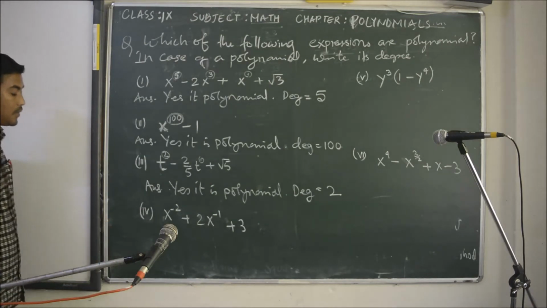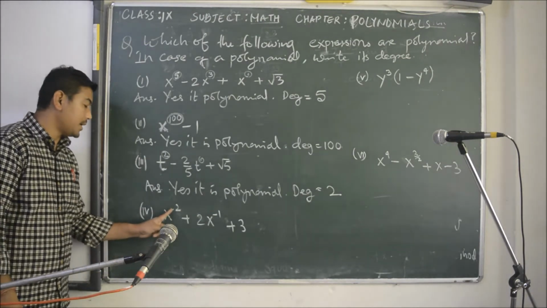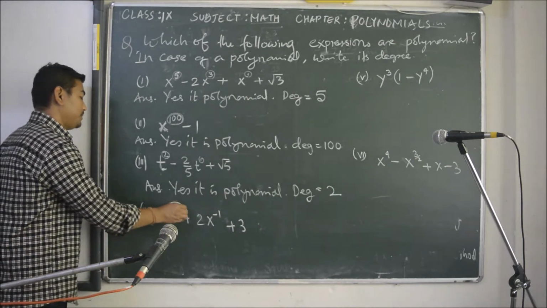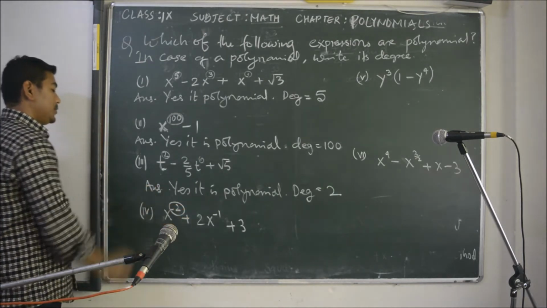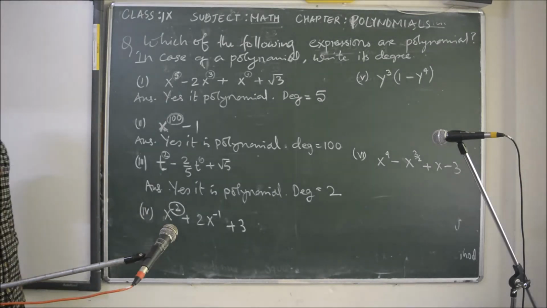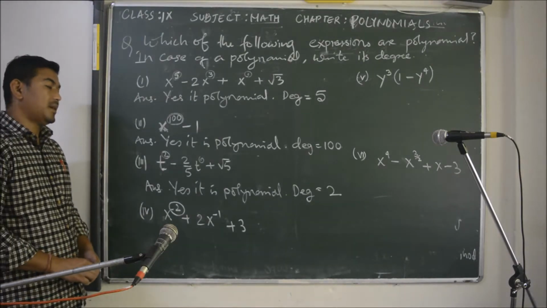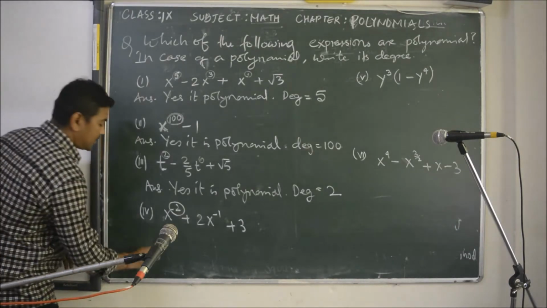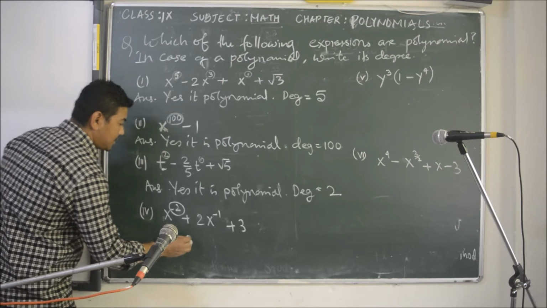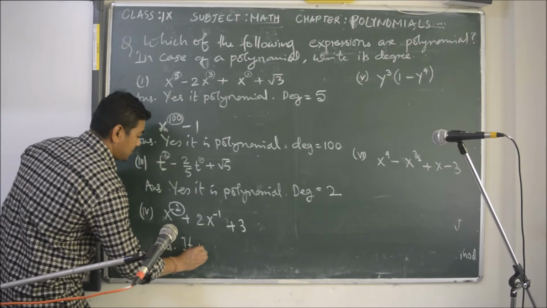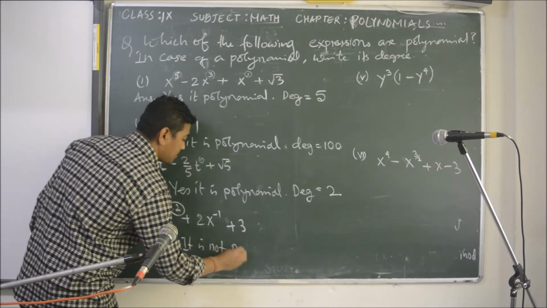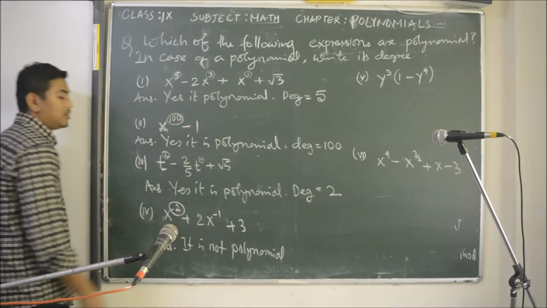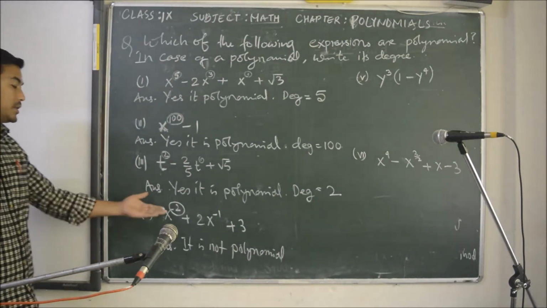Now let's come to the fourth one. x to the power minus 2. Now here is a problem: negative 2. If the power of the variable is a negative number, then that expression is not regarded as a polynomial. That means the answer is clear here. It is not a polynomial. And if it is not a polynomial, then we will not discuss its degree.